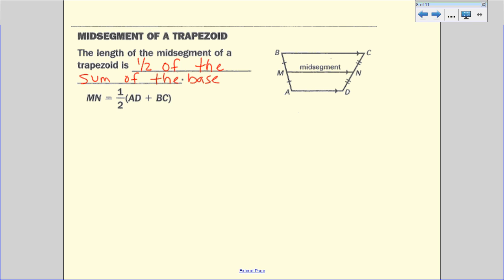So we're going to take the two parallel sides, AD and BC. We're going to add them together first, do what's in parentheses, and then take half of that. Remember, you can multiply by 1/2, or you can divide by 2. Those are the same operation.